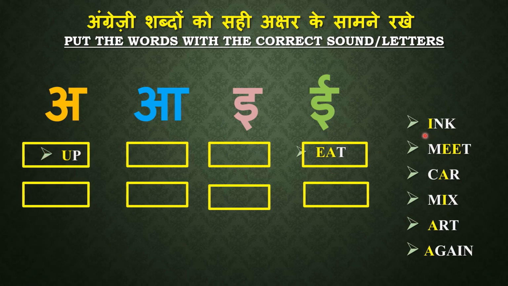The next one, ink. Ink. When you say ink, it has a phonic of I, but a shorter one. So it will come under I. Next word, meat. Say it and you will get it. Yes, it will come under E. Meat. Okay. Again, the next word, car.